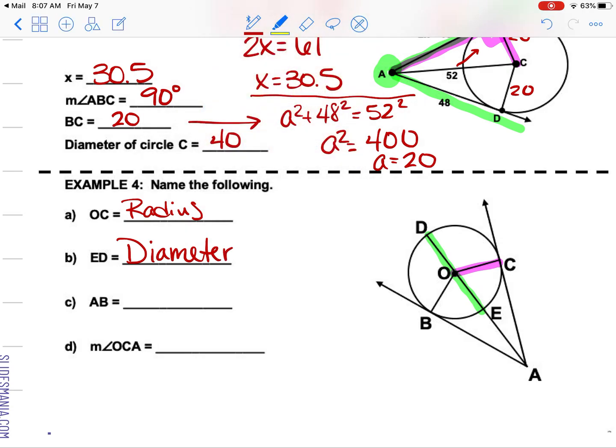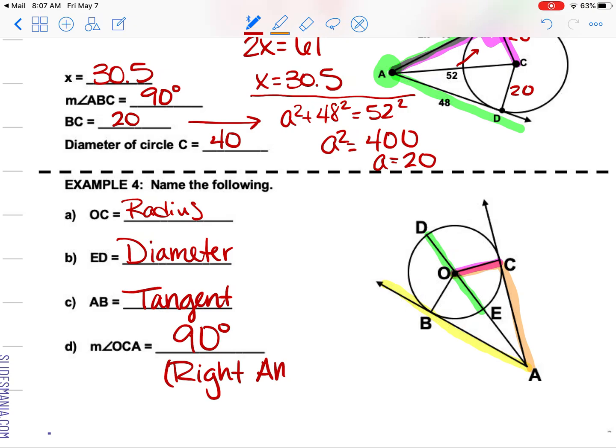AB is right here, touches a circle at one point, so that's a tangent line. And then the measure of angle, let's highlight it, OC to A. We have a radius connecting to a tangent line, so we know that's a 90-degree angle. Or we could say it's a right angle because they want us to name it. And that's the parts of a circle.